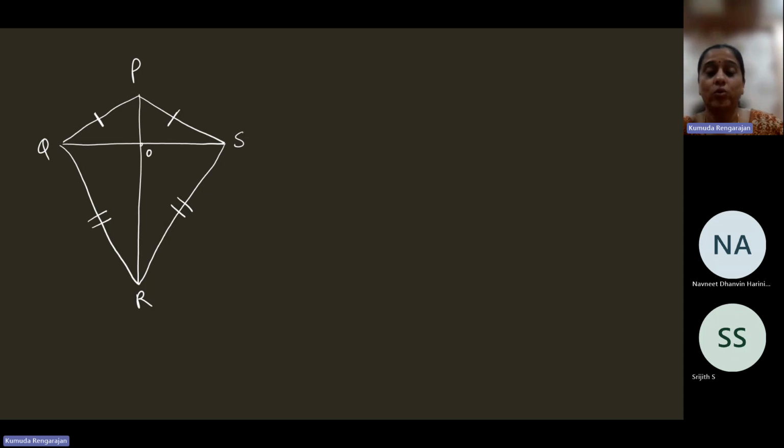Adjacent meaning next. We understood what is meant by opposite sides, opposite angles, adjacent angles. PQ and PS, they are adjacent sides. They are equal. RQ and RS, they are adjacent sides. They are not opposite sides. Sides are either opposite sides or adjacent sides. Opposite sides will not have any vertex in common. Adjacent sides will have a vertex in common.